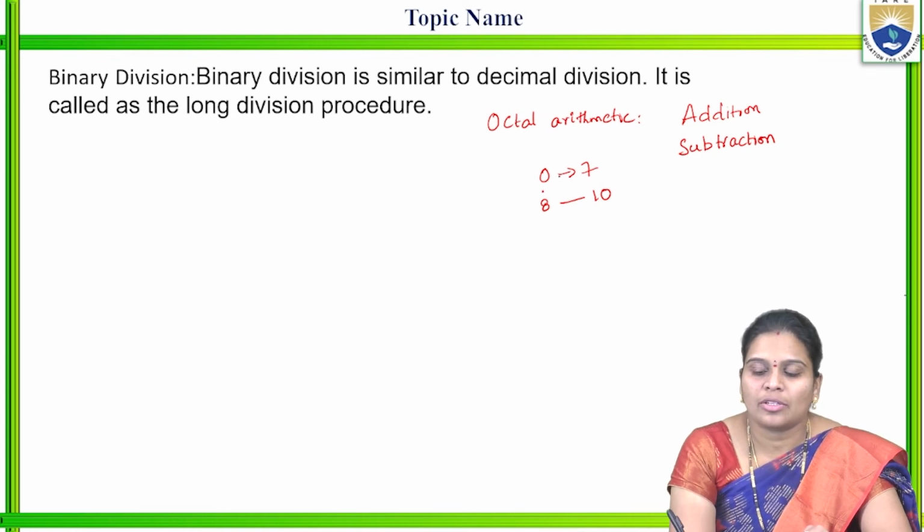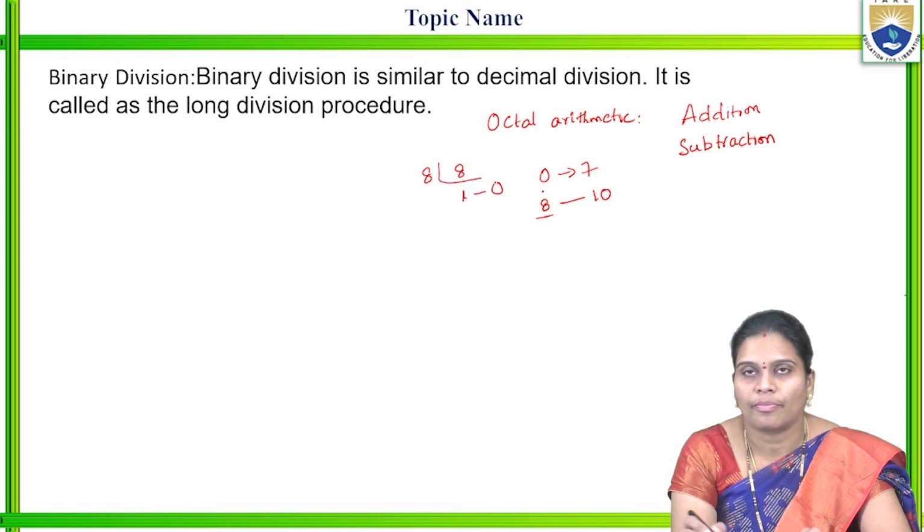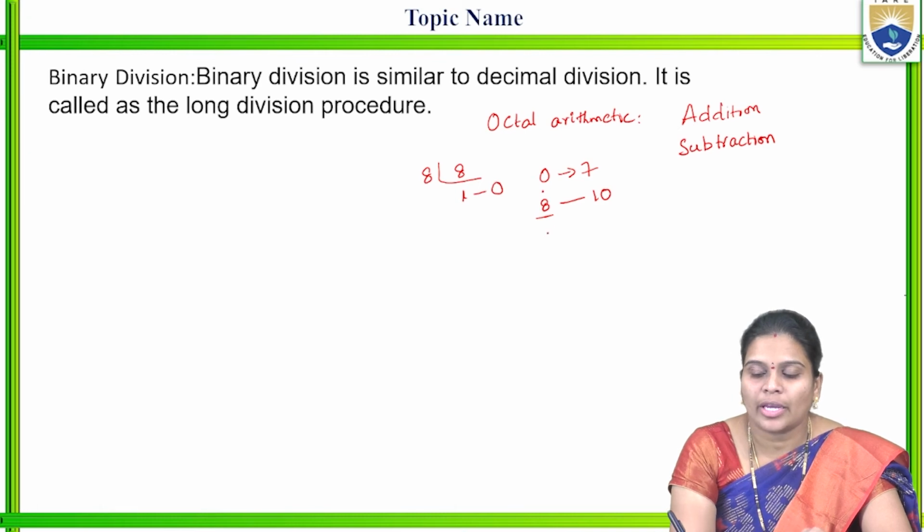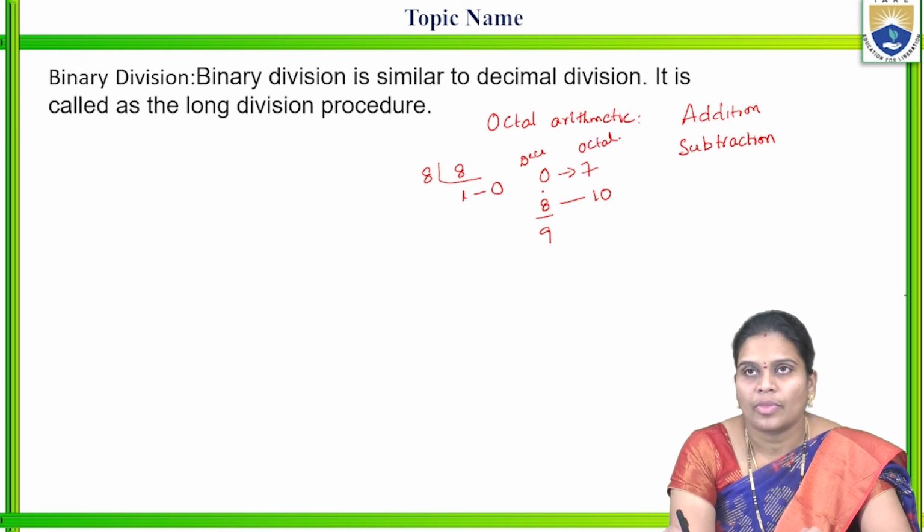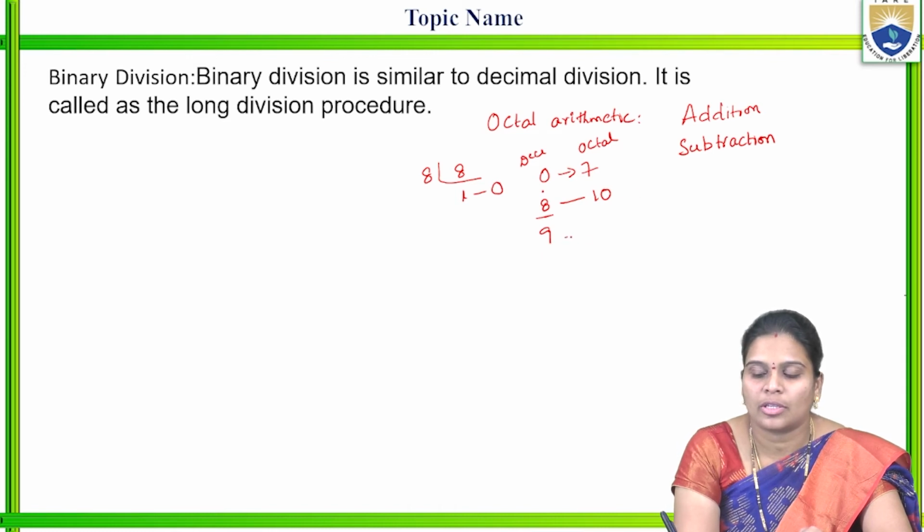Why? Because this is the decimal value, and now I want to convert it to octal. What is the procedure? Divide with 8. 8 ones are 8, so 1, 0. If you take the value 9, this is the decimal equivalent, and this is the octal equivalent. The decimal value is 9. Now I want to convert the decimal value to octal, so that is 1, 1.